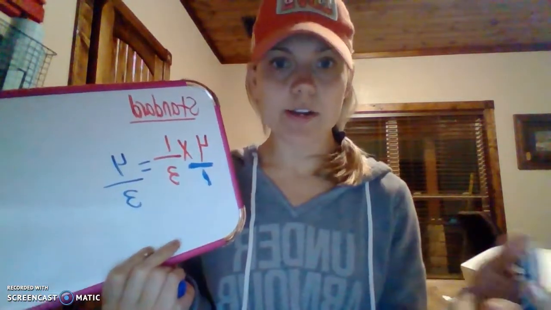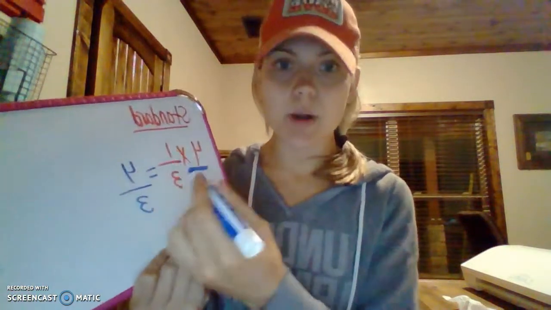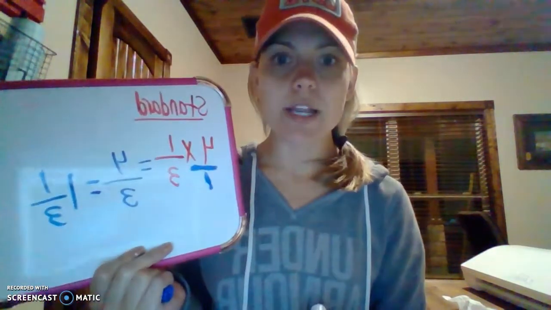So 4 times 1 is 4, and 1 times 3 is 3. So just like on the other models, we get 4/3. And if we have 4/3, that's improper. And so the mixed number is going to still be 1 and 1/3.